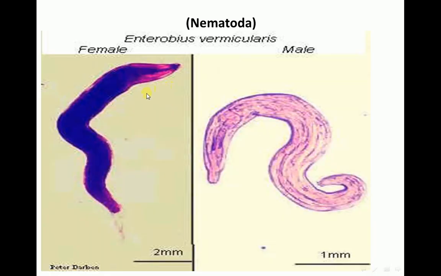The last example of parasites belonging to nematode is the parasite Enterobius vermicularis. The common name of this parasite is pinworm or seatworm. This image is the female, which has a sharply pointed tail in the posterior portion. And this image is the male. We can see here the posterior portion curves to form a question mark.